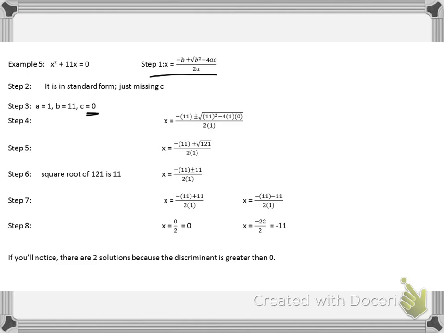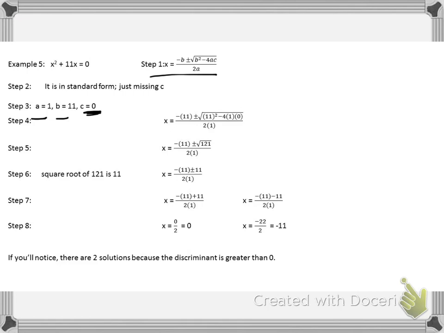So since I'm missing c, I do have to put something in its place. It's just going to be 0, okay? If I were missing b, I'd use 0. If I were missing a, it wouldn't be quadratic, okay? So a is 1, b is 11.